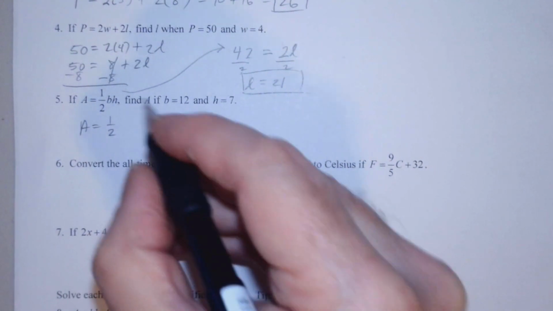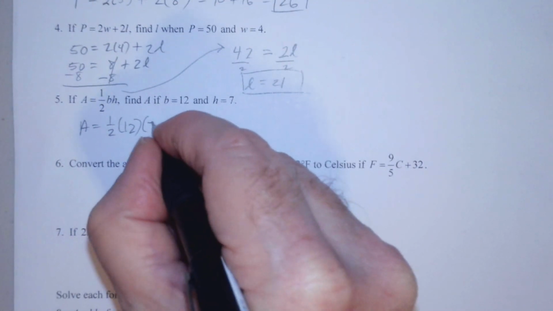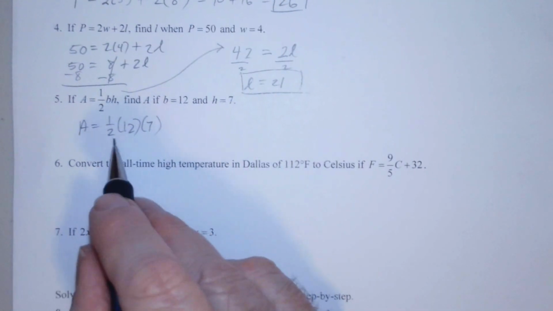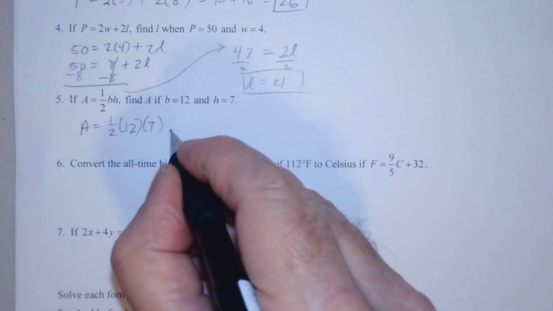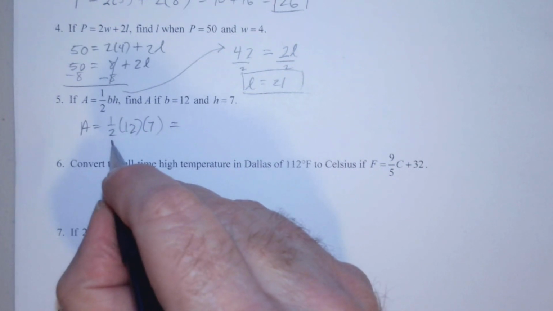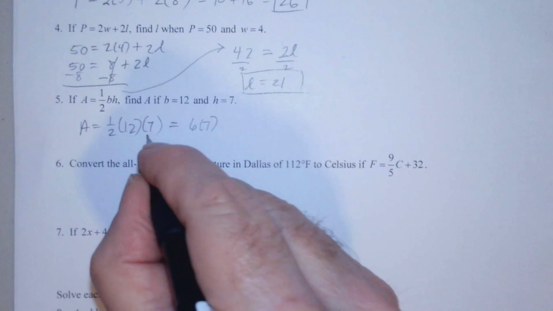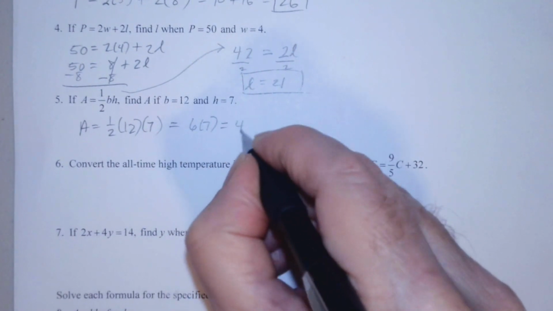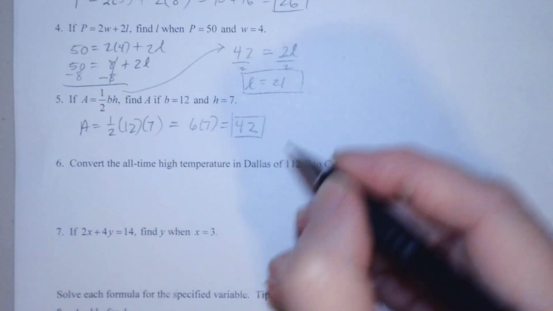So let's see, B here is 12, and H is 7. Of course, you could just multiply this out using your calculator, but it's pretty easy math. When you take half times 12, that's just half of 12, which is 6. And then you still have to multiply by the 7. You end up with 42. And again, we don't have the units, so we'll just stop right there.